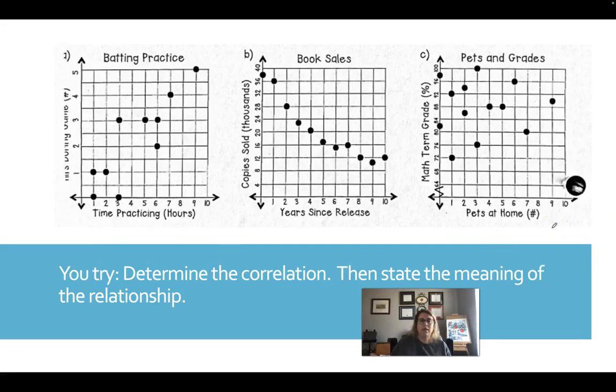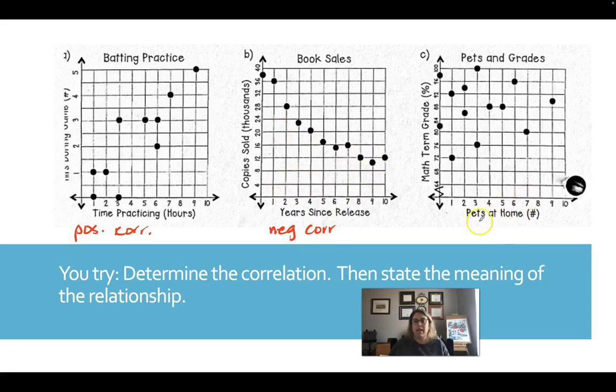Okay. The last ones are for you to do, but I'm going to go ahead and do it myself. This is a positive correlation. And we say that the longer time that you spend practicing with batting, the more hits you're going to get during the game. Here we have a negative correlation. This one's about book sales. It seems that the longer you go out past a book being released, the less that you're going to sell of the book.